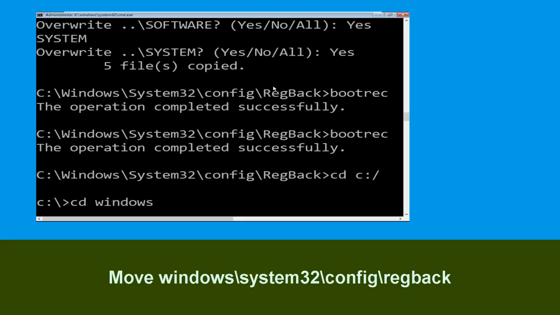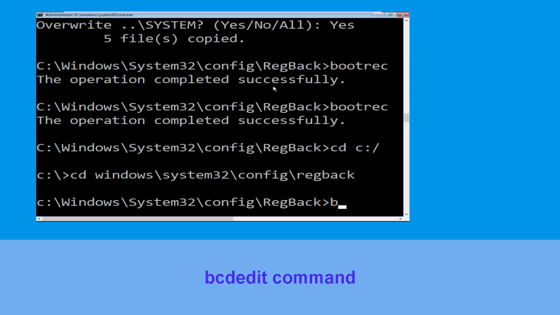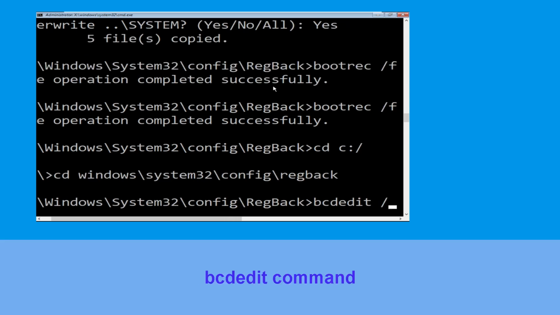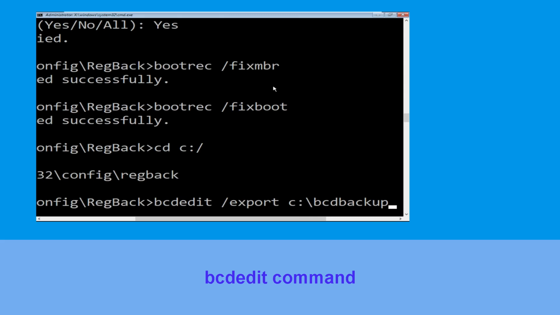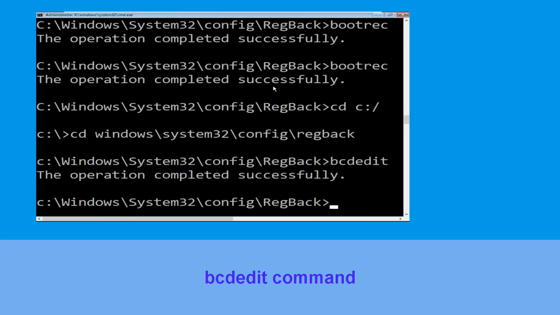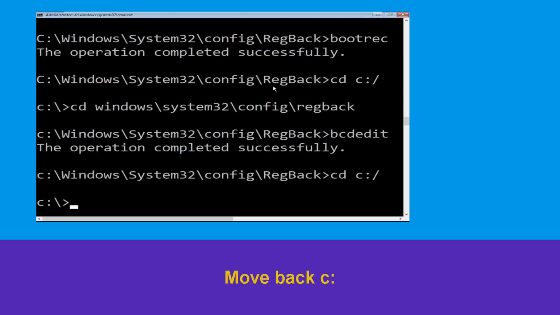Let's execute this command. Type cd space windows/system32/config/regback. Then simply we need to hit enter to execute this command. Now type this command bcdedit space /export space c:/bcd backup, then hit enter. Now execute this command. Type cd space c:/ and hit enter.